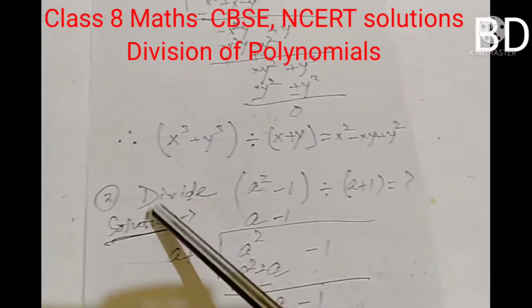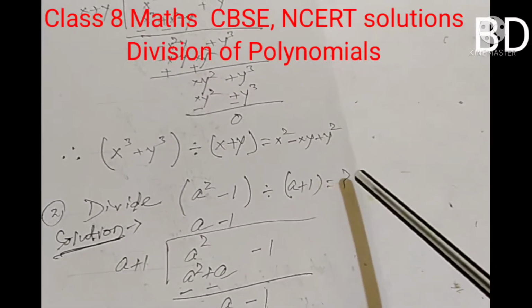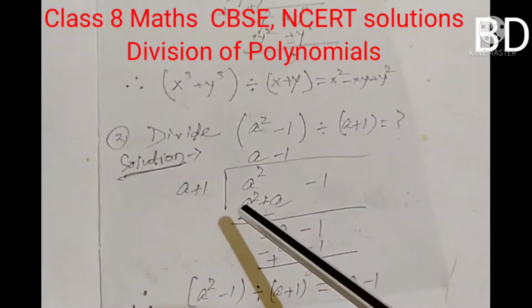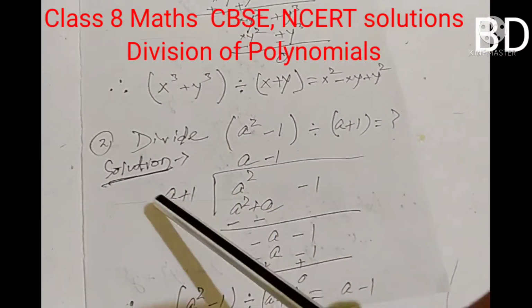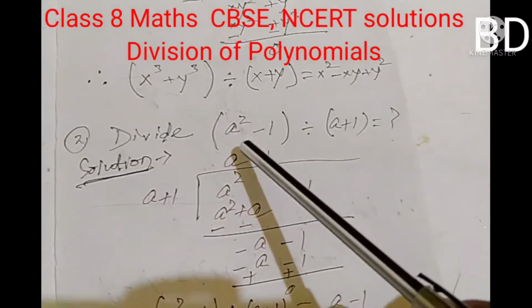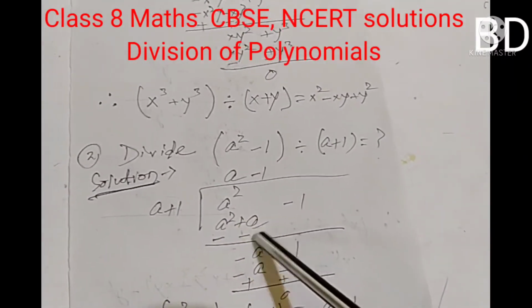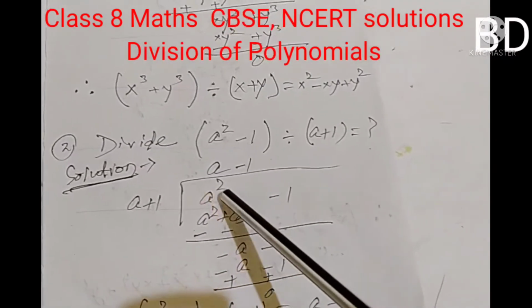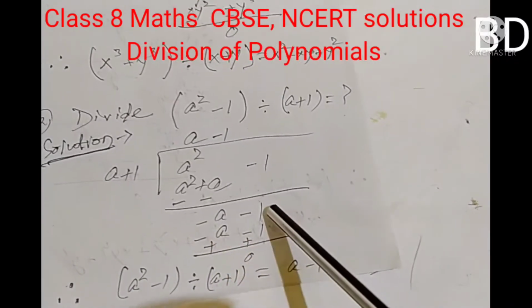Similarly, question number 2: divide a square minus 1 by a plus 1. What will be the result? So the solution: a square minus 1 divided by a plus 1. First we will divide a square by a. We will get a. Then we will multiply a with a plus 1. So we will get a square plus a. Then we will subtract from a square minus 1 the a square plus a. We will get minus a minus 1.